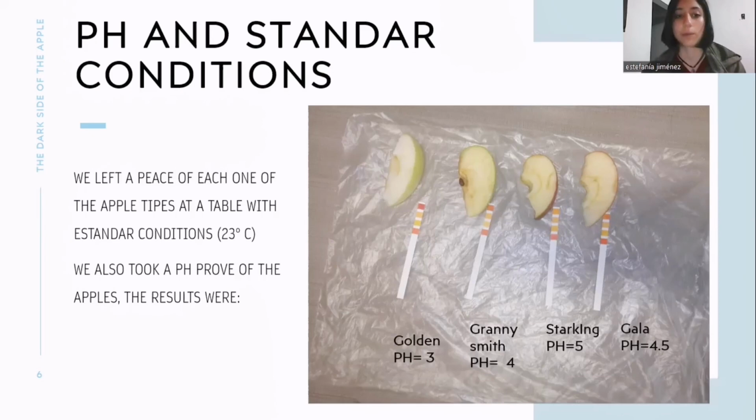First, pH and standard conditions. We left a piece of each one of the apple types at a table, at the standard conditions of 23 Celsius degrees, and we took a pH test of the apples. The Golden showed a pH of 3, Granny Smith a pH of 4, Starkin a pH of 5, and Gala a pH of 4.5.